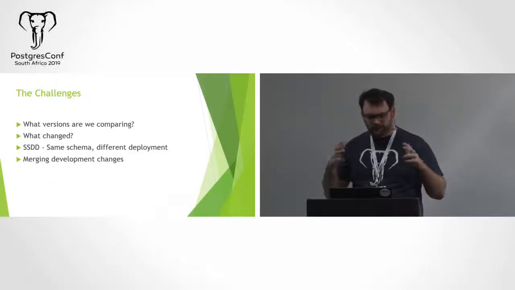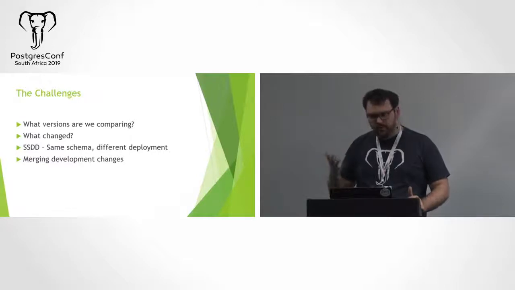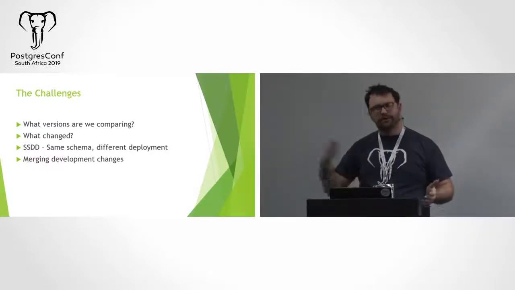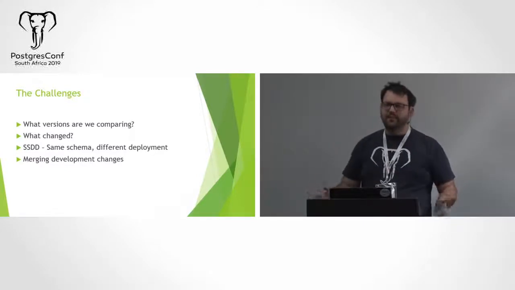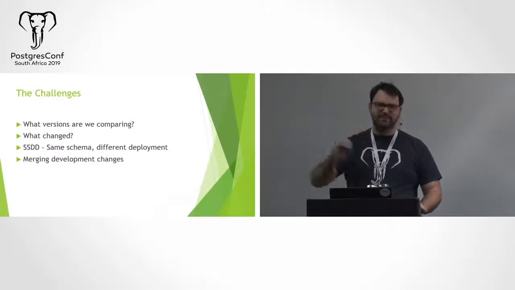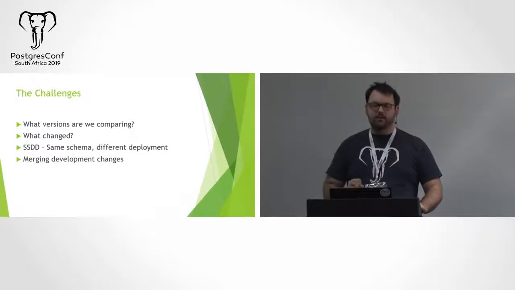So just figuring out what's changed between the versions is a major headache. And then you get to a bit of SSDD: same schema, different deployment. Just because you migrated one customer successfully from version 1.1 to 1.2 doesn't mean that migration will work for the next customer. Because let's face it, if you're deploying a new change for the first time, you start with your low-hanging fruit. You start with a customer that uses the feature the least. You start with a customer that has the least likelihood of having funnies in the data. So just because it worked that once, it's not going to mean it's going to work the second time.